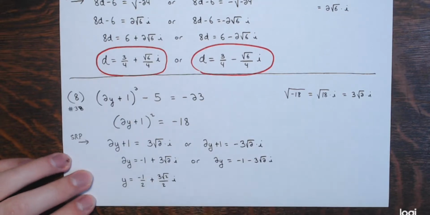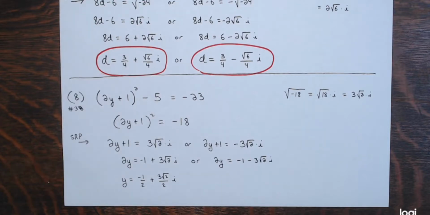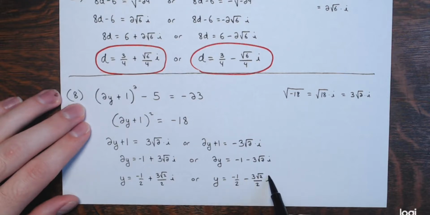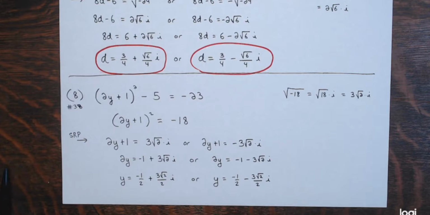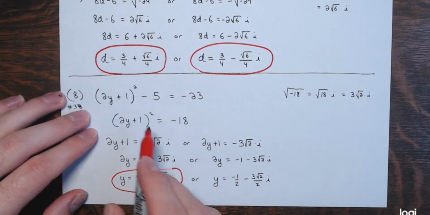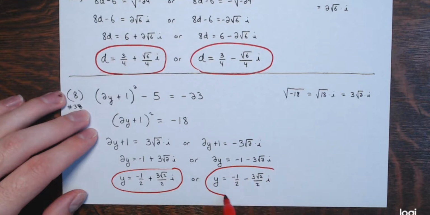right? That imaginary number. There's one solution, and then again dividing through by 2 here, y equals negative 1/2 minus 3 times the square root of 2 divided by 2 times i. And I leave it to you to check these. These indeed are solutions of this equation.